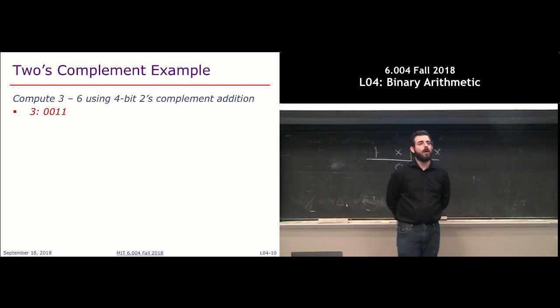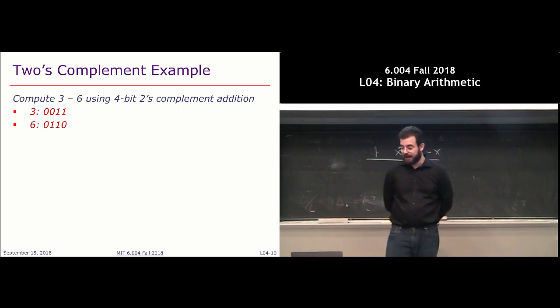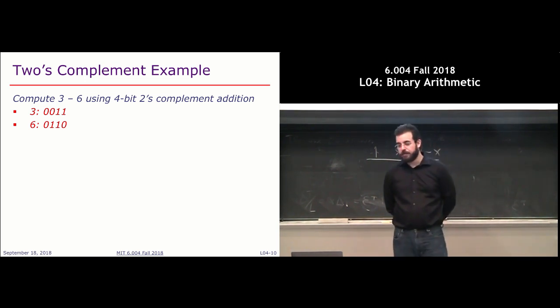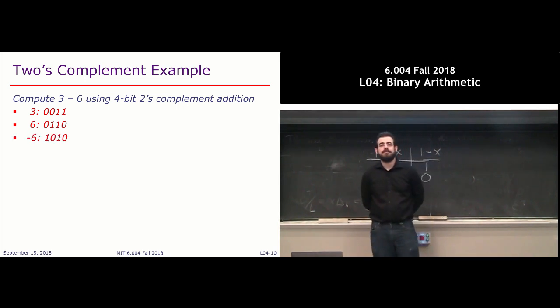It's 0, 0, 1, 1, right? 6 is 0, 1, 1, 0. And then how do we get minus 6? We invert all the bits and add 1. So we do 1, 0, 0, 1 plus 1, which gives 1, 0, 1, 0. Right?